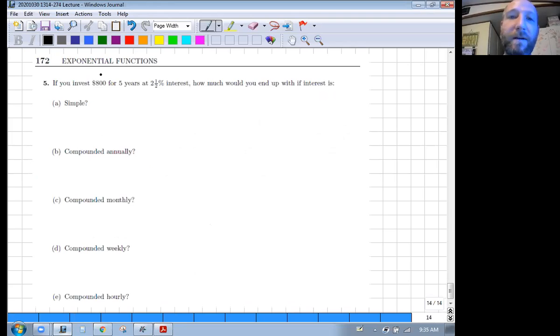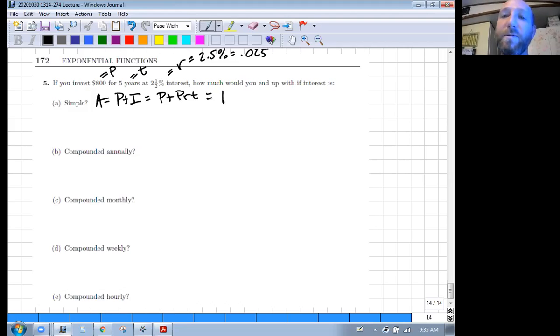All right, $800 is the principal. Time t is 5 years. 2.5 is our interest rate, right? It's 2.5% or 0.025. All right, simple interest. The amount we have, principal plus simple interest, or principal times 1 plus rt. Principal is $800. Interest rate is 0.025, and for 5 years.